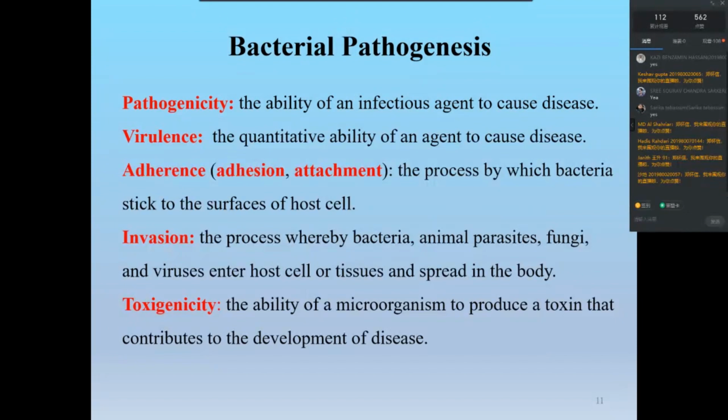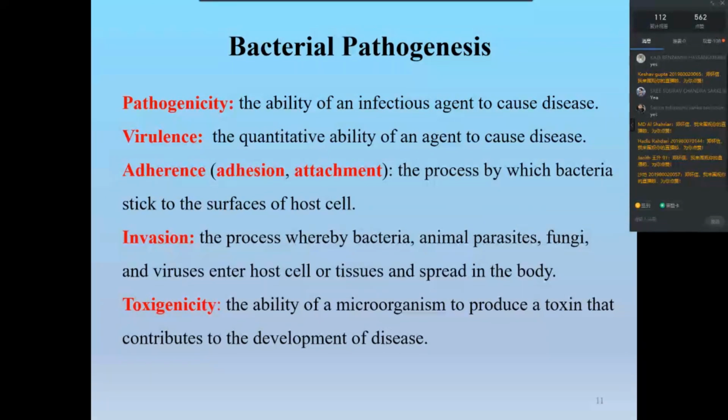Then on what level, on what grade they can cause disease, whether the disease is severe or not, we can use another word, virulence. Virulence is the quantitative ability of an agent to cause disease. Some pathogens might cause mild disease, while another one might cause a severe disease. This is a quantitative ability of an infectious agent. So these are the two terms related to pathogen and virulence.